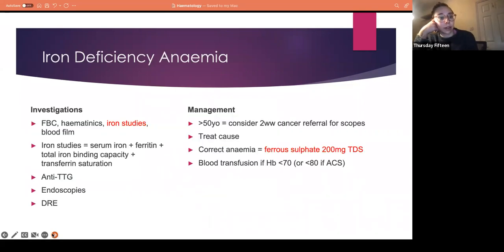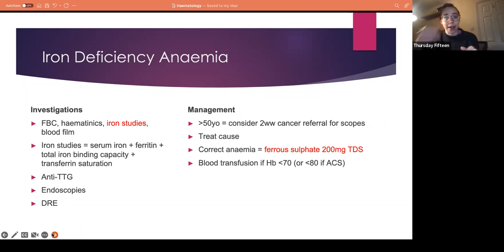Looking into it further, you do blood tests, so the classic FBC, hematinics and iron studies. You can also do anti-TTG, looking for stuff like celiac, or do scopes, or do a rectal examination looking for melena. If they were over 50, you'd always consider a 2-week-wait cancer referral for scopes top and bottom to look for any cancers or source of bleeding, and you'll treat the cause.